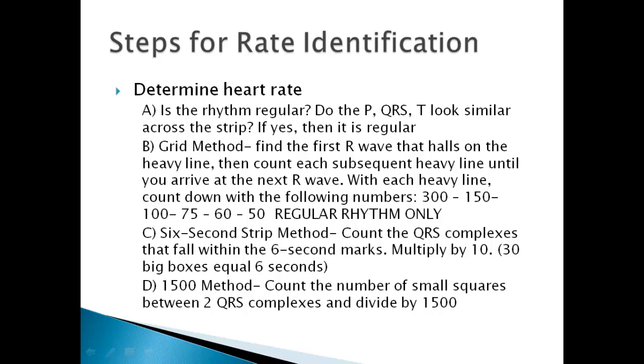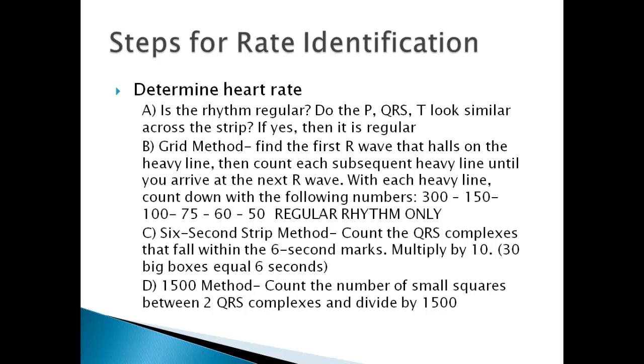If it is regular, you can use the grid method to determine the rate. You first find the first R wave that falls on a heavy line, and then count each subsequent heavy line until you arrive at the next R wave. With each heavy line that you count, you go down using the following numbers: 300, 150, 100, 75, 60, and so on. This is only valid with a regular rhythm, and it's more of an estimate. It is not a 100% precise method to determine heart rate.